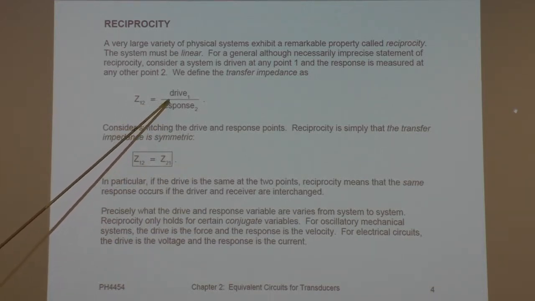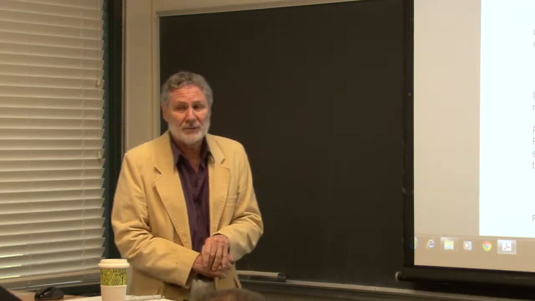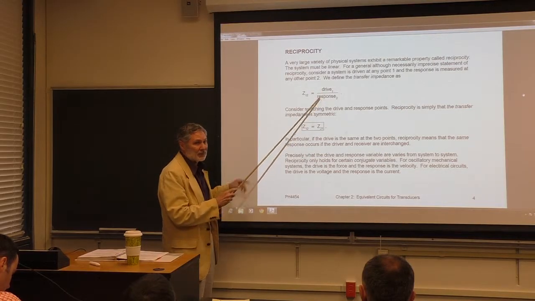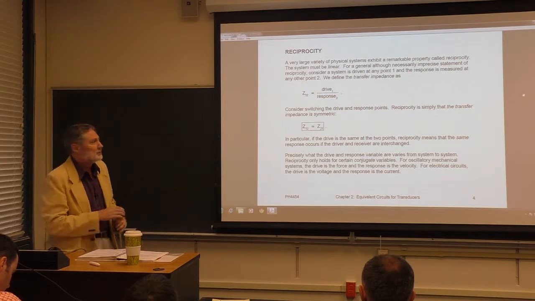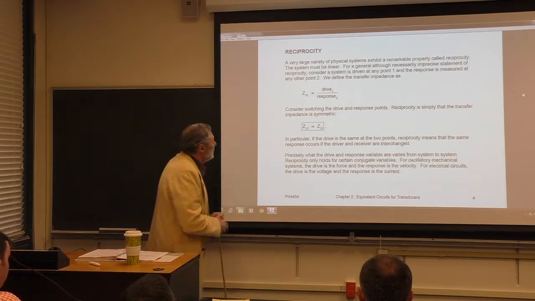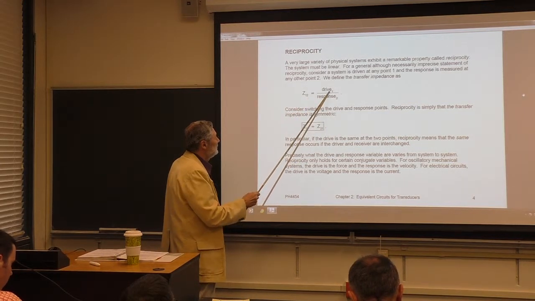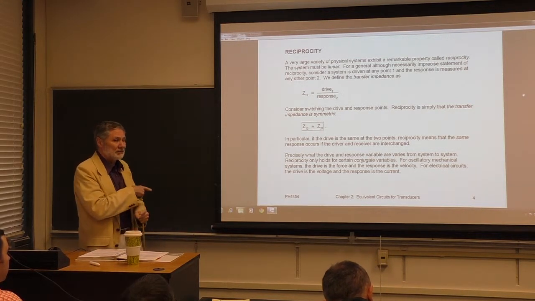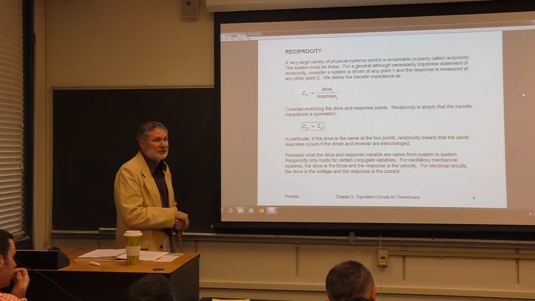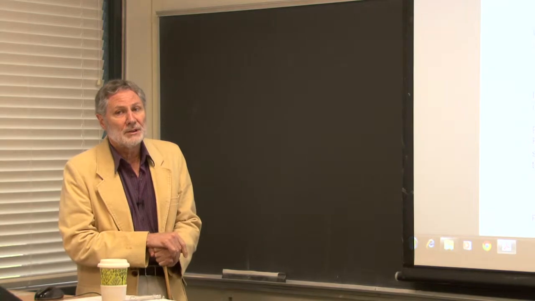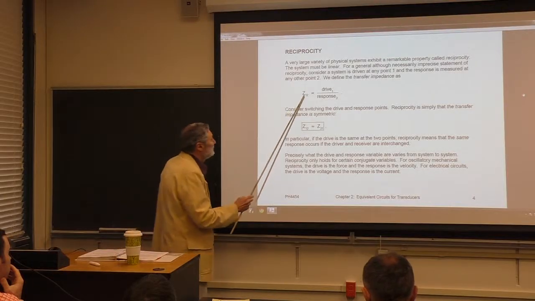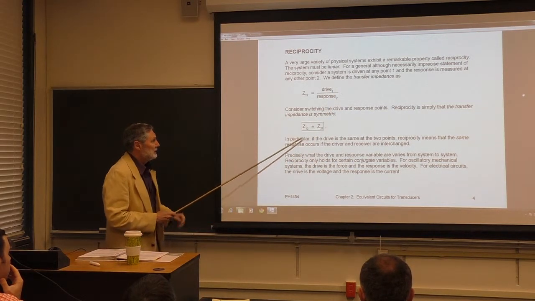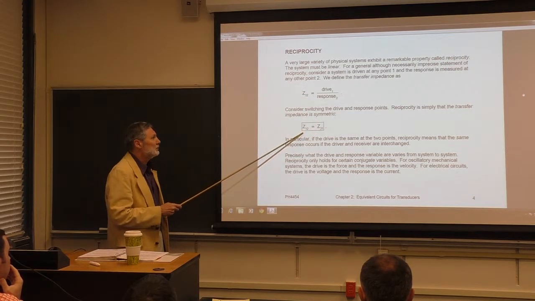The transfer impedance is where you drive at one point and you look at the response at another point. It's the ratio. So it's like the impedance at one point, which is the drive at one point divided by the response at that point, but now it's transferred to some different spatial point. Okay? Now, we're going to call Z12, define it this way. And now let's consider the so-called reciprocal case where we interchange the drive and the response. So now we're driving at point 2 and looking at the response at point 1. So the transfer impedance there will be Z21, because we're now driving at 2 and looking at 1. And reciprocity is simply that the transfer impedance is symmetric. That Z12 equals Z21.